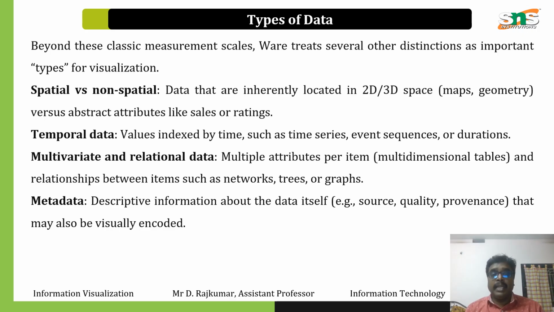Next one is the metadata. It is the information about information, or descriptive information about the actual data itself. For example, if you are taking an image, you can say at what time it was taken, in what quality it was taken, what size is occupied by that image, what is its brightness, what is its saturation point.